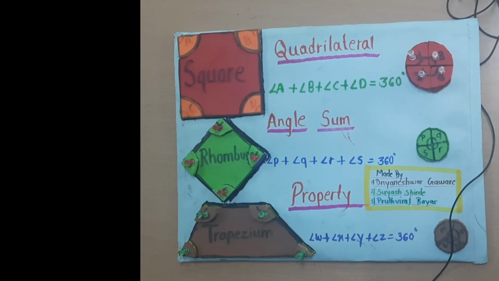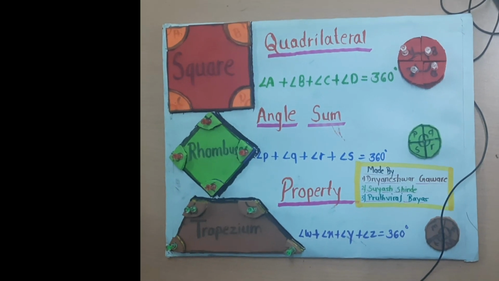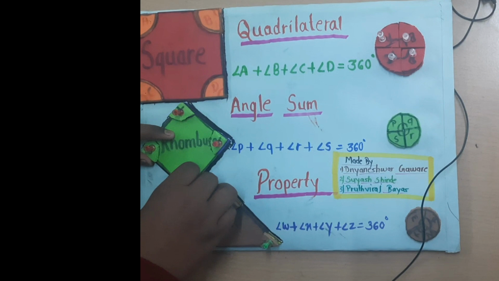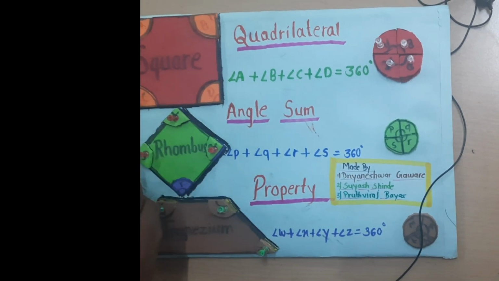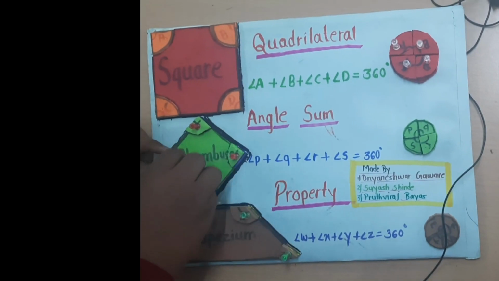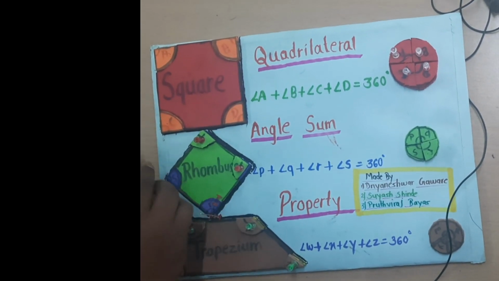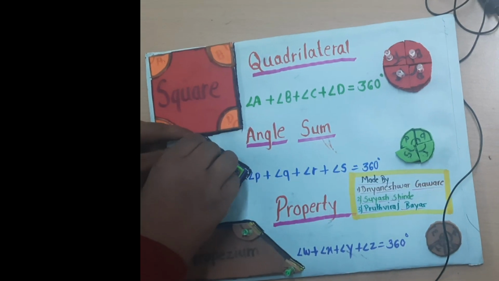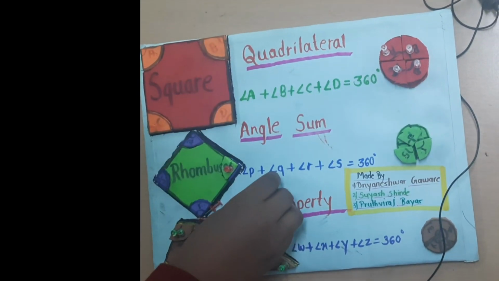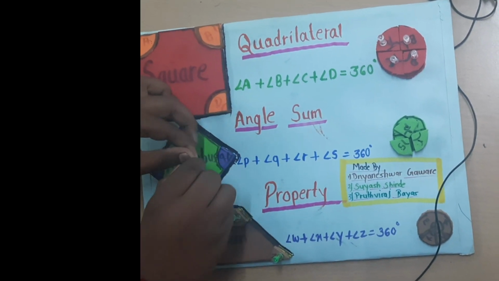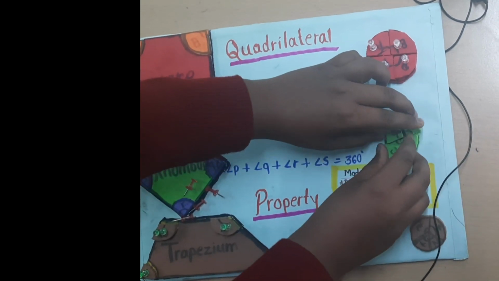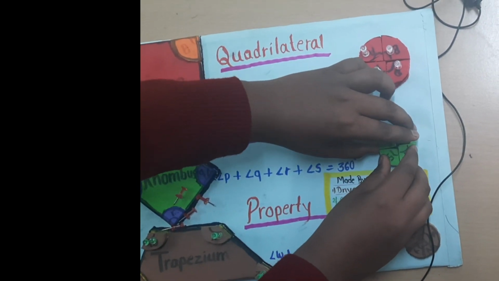You can start. This is a rhombus. This is side R, angle R. This is angle S. This is angle P, and this is angle Q. When we add all the angles, we get a circle.